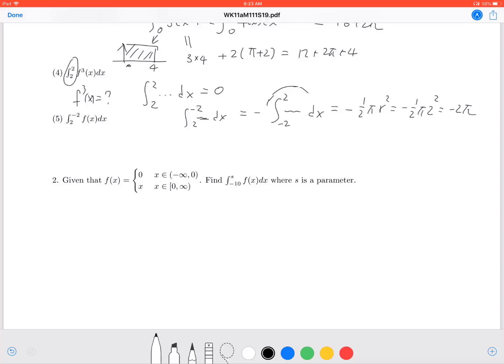Look at the second problem over here. We also use the area method to find the value of the definite integral. So let's again sketch the function's graph first.